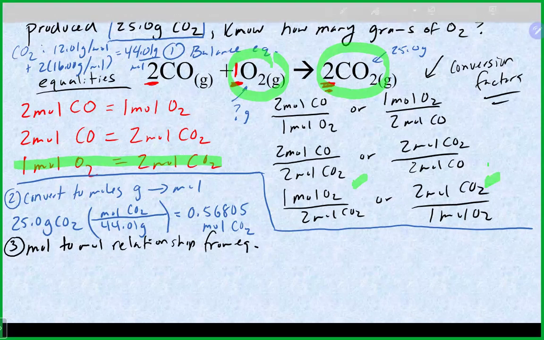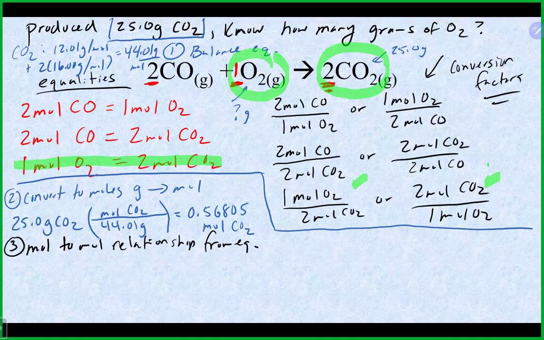Just like a normal conversion factor, the thing that we want to get rid of needs to end up in the opposite location. So if we think about where we are in the calculation, at this point I have 0.56805 moles of CO2.